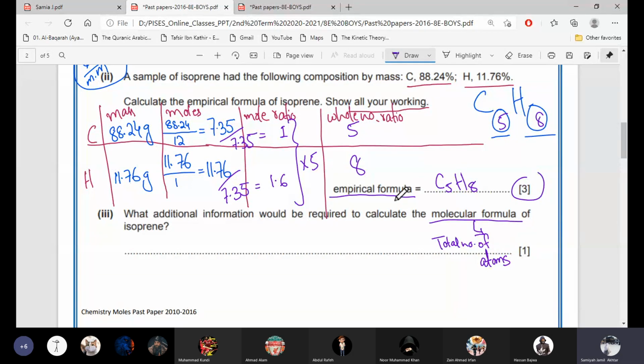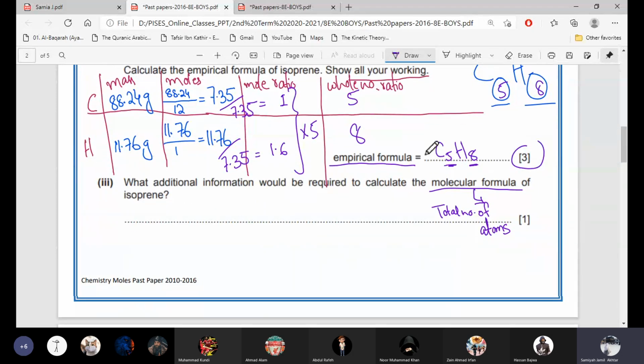The empirical formula is the simplest whole number ratio present in that formula. So C5H8 is the simplest ratio, but in the actual compound of isoprene, the actual numbers of carbon atoms and hydrogen atoms are different, which the molecular formula will tell us. Now, if you have the empirical formula and need to know the molecular formula, what information is required? How will you find it out? If your teacher didn't tell you that, then I will tell you.